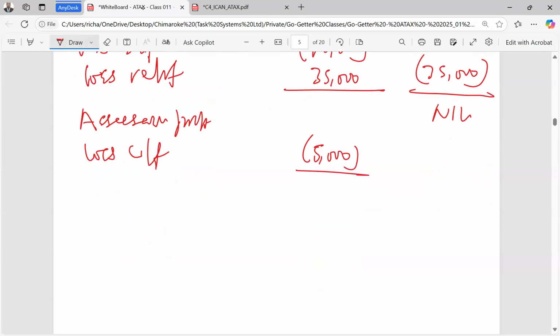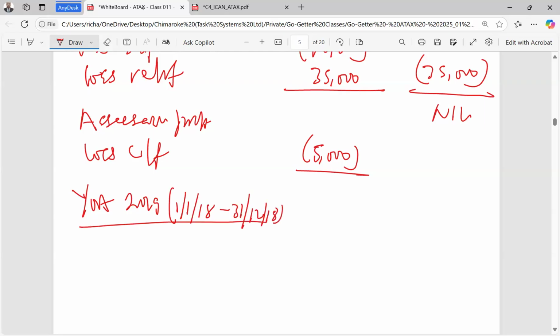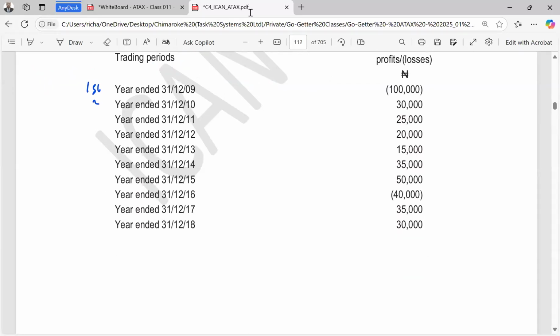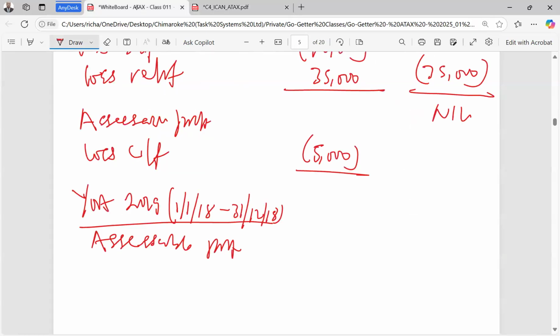So now this is 2018. We are going to, excuse me, year of assessment 2019. That will be from January 1, 2018 to 31st December 2018. What do we have? I think we have accessible profit. The one that carries 2018. For 2018, we have accessible profit of how much? 30,000.